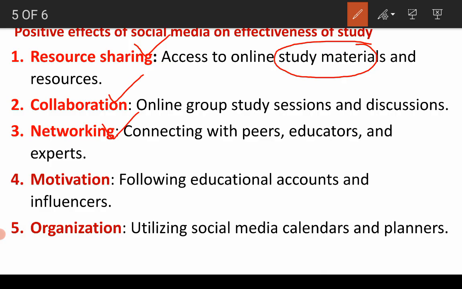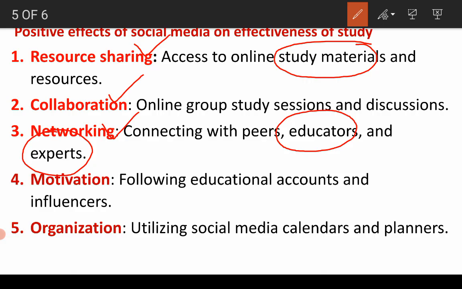So you can network with people, once again, connecting with peers, your friends elsewhere, connecting with educators like myself. You are connecting with me, you are able to get content from me, you learn through the social media. And you also can connect with experts in a particular field.